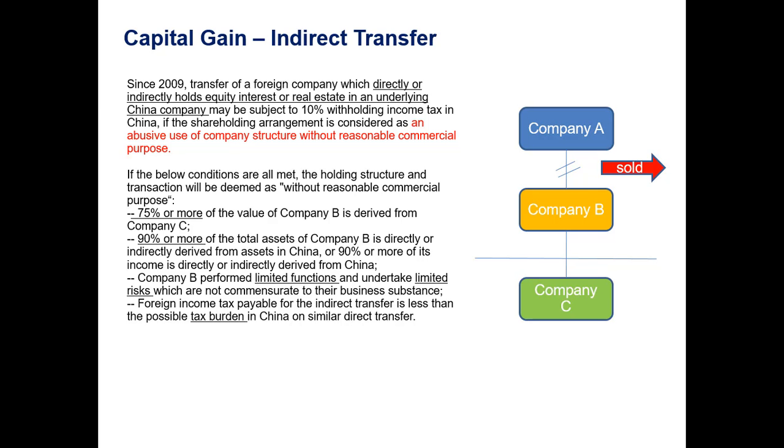And there are some criteria saying in what circumstance it can be regarded as without reasonable commercial purpose. For example, 75% or more of the value of company B is derived from company C, and 90% or more of the total assets of company B is directly or indirectly derived from the assets in company C. And company B performs limited functions and undertakes limited risks, which is not commensurate with its business substance. And another thing is, foreign income tax payable for the indirect transfer is less than the possible tax burden in China on a similar direct transfer.